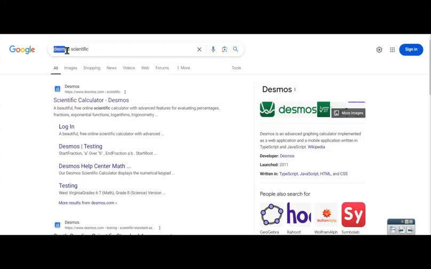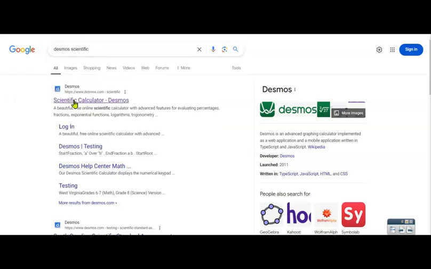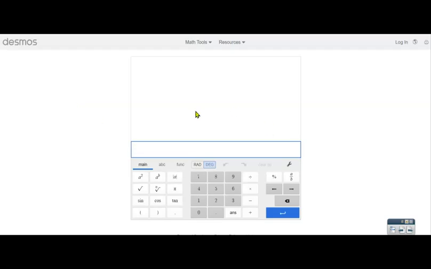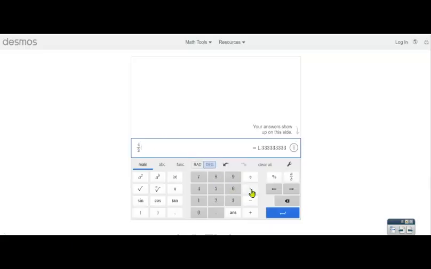Simply Google the word Desmos Scientific. Not the graphing calculator, the scientific calculator. Once you're there, you can use this fraction button to enter a fraction and then show what you want to multiply it by. For us, we want to multiply it by 4x, so we're just going to type the 4. So 4/3 times 4, and there's the answer, 5/3, 0.33333.